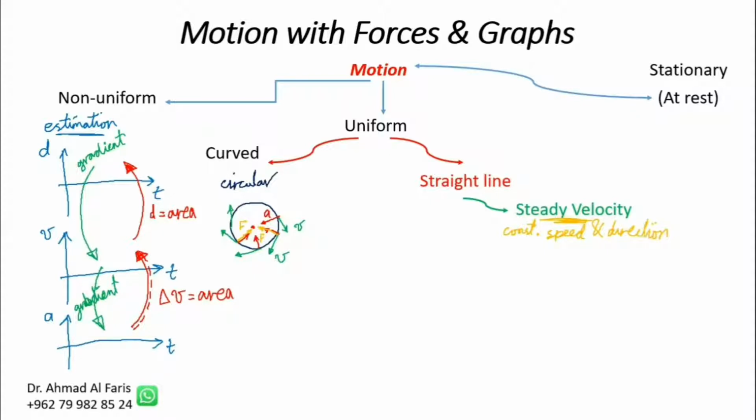Direction. The direction doesn't change. So that's why they use the word steady velocity, because velocity means speed with a direction, as we are going to talk about in detail. So when we say steady velocity, that means both the speed and the direction don't change.